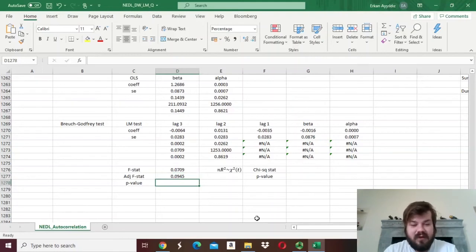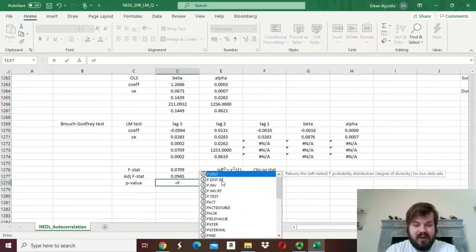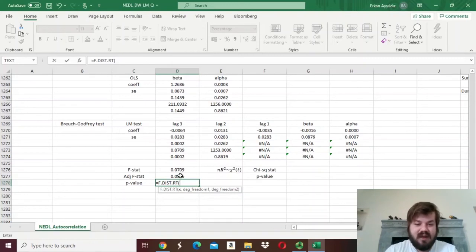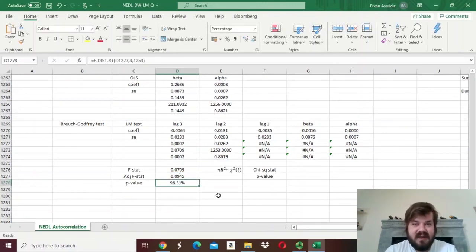And now we can convert this adjusted F-stat into the p-value that we can treat as the probability that there is no autocorrelation. This probability is also interpretable as the probability that all 3 lags do not explain the behavior of the residual, and in our case that's equivalent to the statement that there is no autocorrelation for obvious reasons. So to do that, we'll just need to apply the FDIST right-tailed function, and we'll take the adjusted F-stat as our x. Our number of degrees of freedom will be 3, as we have 3 lags, and 1253, as that's the number of degrees of freedom in the multiple regression estimation. And we'll get 96.31%. That means that it's very, very unlikely that autocorrelation is present.